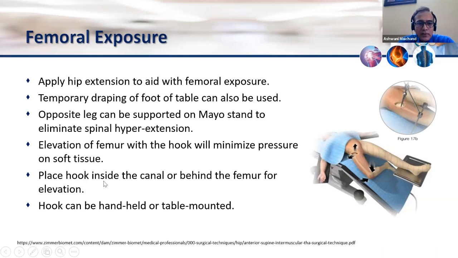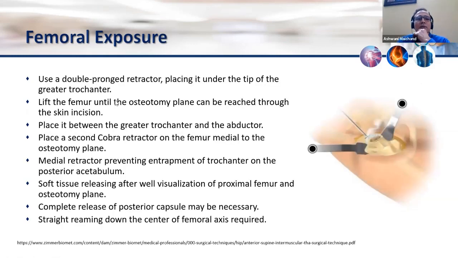I would prefer putting this hook not inside the canal but behind the femur, next to the gluteus maximus tendon. That is much safer, because if the bone is osteoporotic, you can cause a fracture here. And a table mounted hook is definitely better than using someone's help. So as we do in the posterior approach, we use a double pronged retractor to lift the trochanter so that we can see the canal. And one retractor on the medial side of the neck.